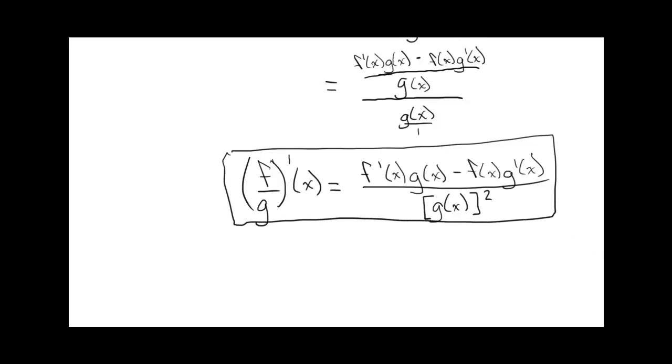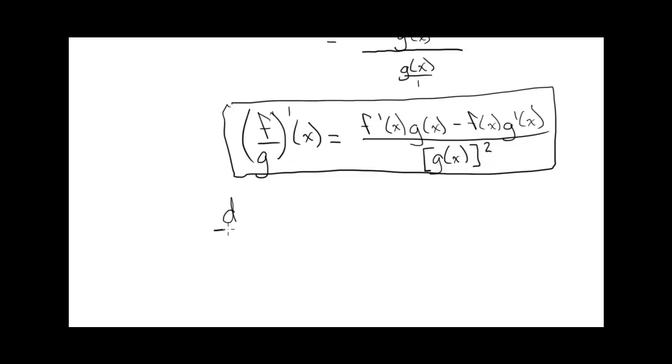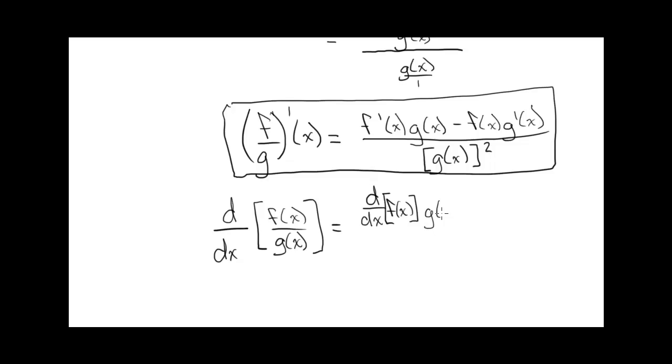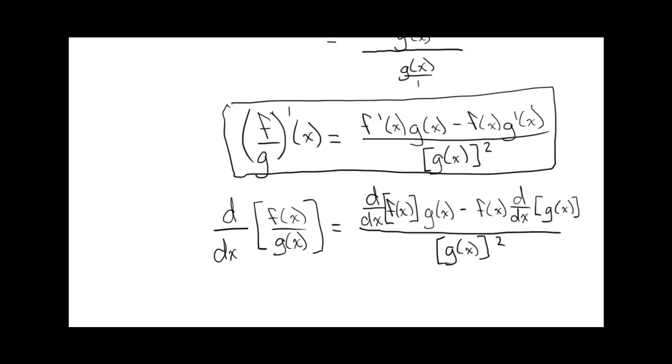Just so you see it another way, I could write that in Leibniz notation, dy by dx of f at x over g at x, which is equal to the derivative of f at x times, leave the g at x, minus f at x times the derivative of the g at x, this is the bottom, all divided by g at x squared.